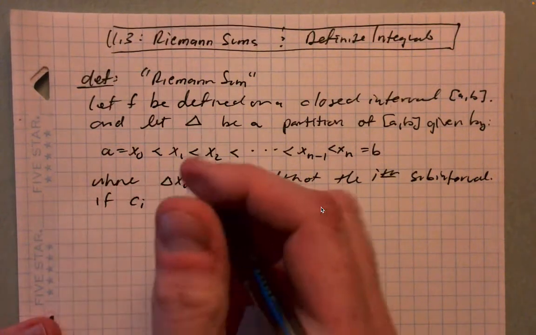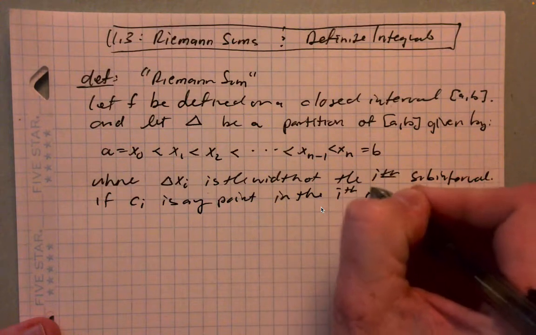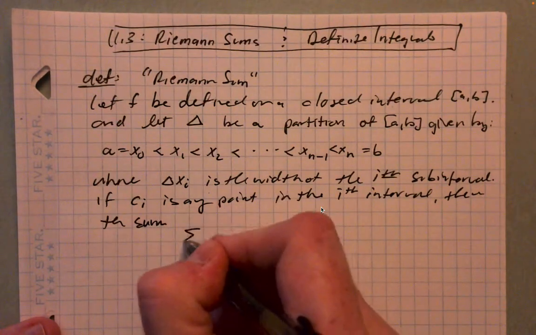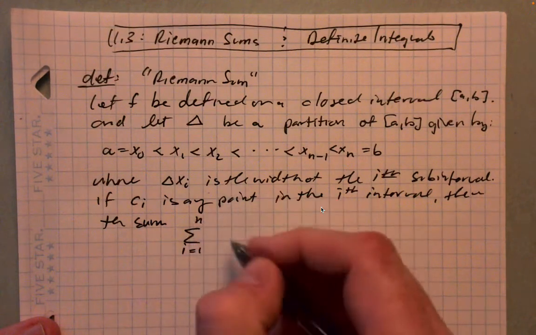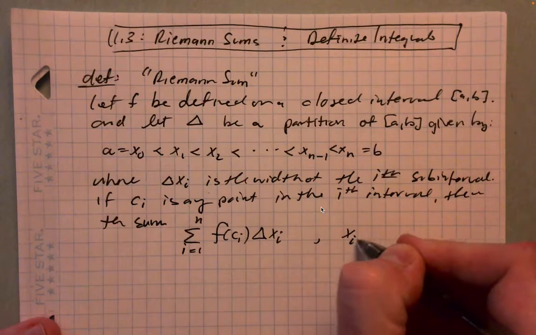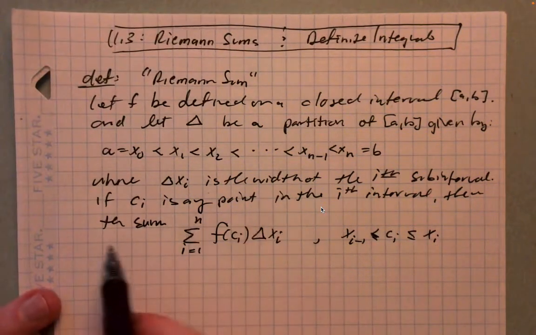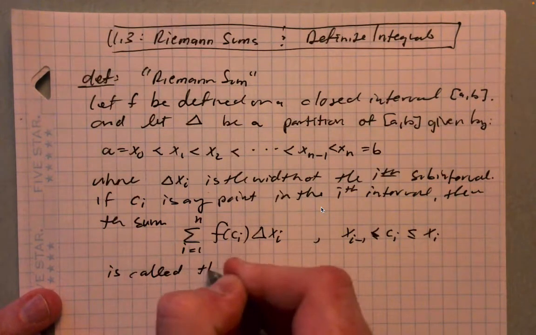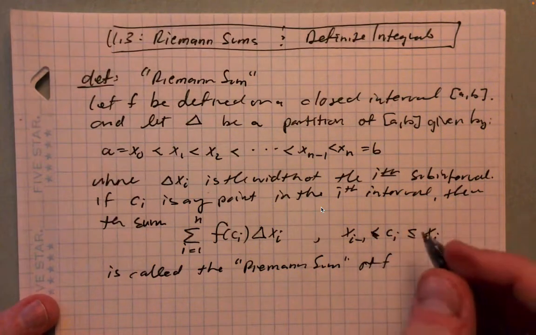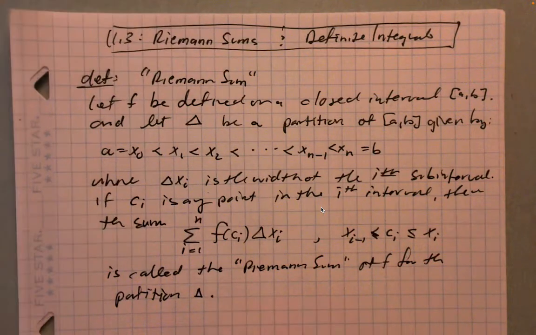Now, if ci is any point in the ith interval, then the sum, sum from i equals 1 up to n of f of ci times delta xi, right? Now notice here where x(i-1) is less than or equal to ci, which is less than or equal to xi. Okay, this sum is called the Riemann sum of f for the partition delta. Okay, so there's our definition.